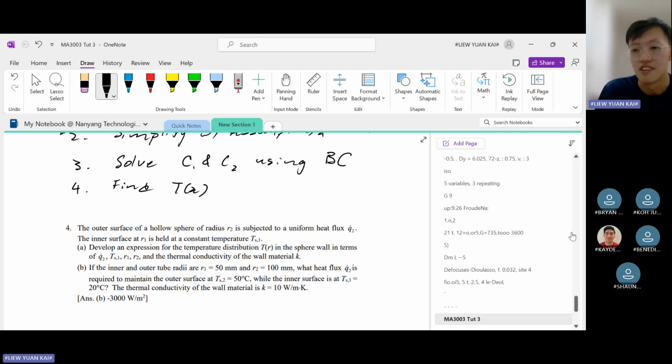So can you tell me in the chat, which shape should I use? They say a hollow sphere. So which equation should I use? Tell me in the chat. Faster, faster. Should I use Cartesian? Should I use cylindrical? Or should I use spherical? Anyone tell me?